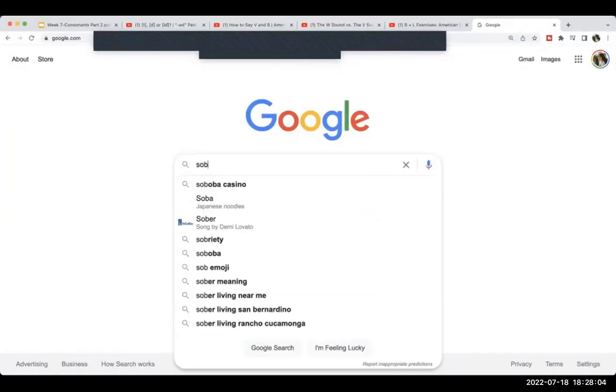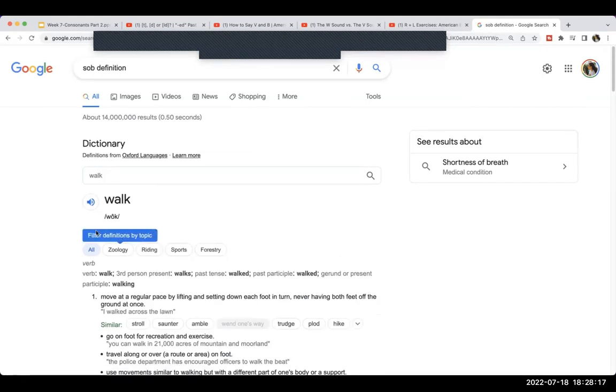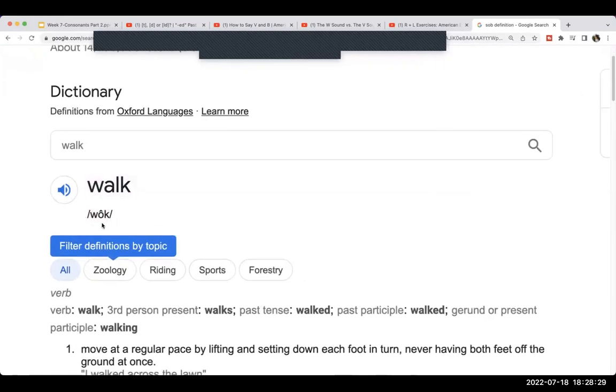So let's say you decide to Google the word sob. You say, okay, sob definition. What you will see underneath is the phonetic alphabet, yeah? Or walk. Do you see how this one is different than this one? Do you guys see it? Yes? Okay. So this is the phonetic alphabet, and it shows us the sound that the letter makes.